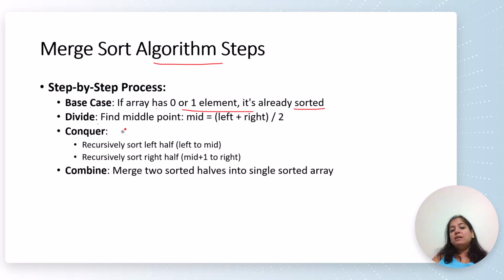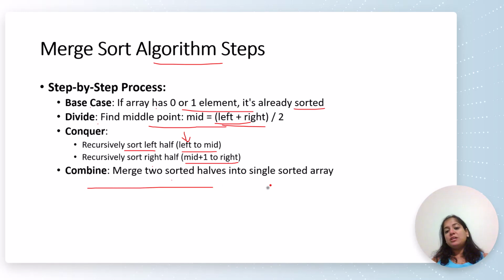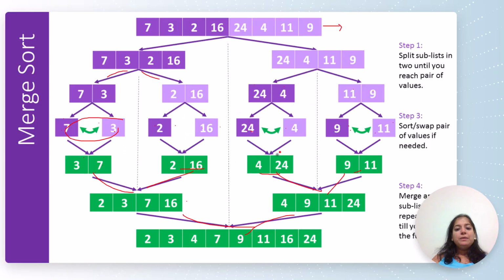Then divide: find the middle point. Since we are talking about arrays, we take the middle element in terms of index. Then recursively sort the left and right halves. The left half will be from left to midpoint and the right half will be from mid plus 1 to right, where left is the index of the leftmost element and right is the index of the rightmost element in the array. And then the next step is to combine, merging the two sorted halves into one single sorted array, right?